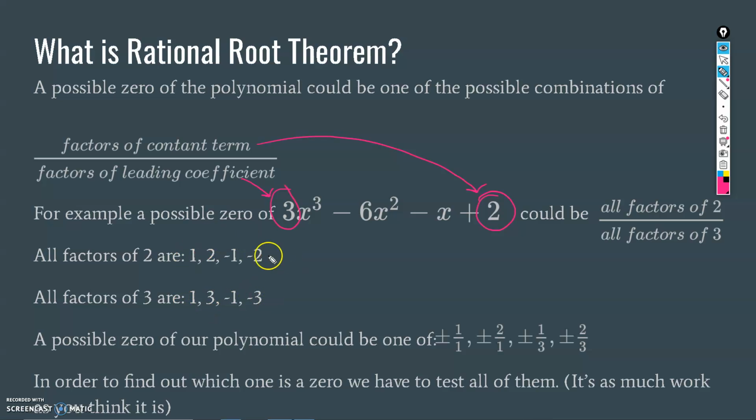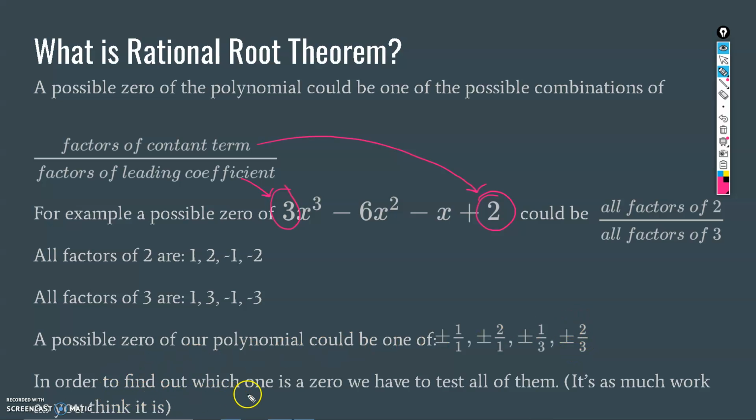So we have to combine all of these with all possible combinations. We could get positive 1 over 1, or positive 1 over negative 1, so we could get positive or negative 1. We could get 2 over 1 or 2 over negative 1, so that's positive or negative 2. We could get 1 over 3 or 1 over negative 3, so positive or negative 1/3. And we could get 2 over 3 or 2 over negative 3, so positive or negative 2/3. So that's 8 possible roots.